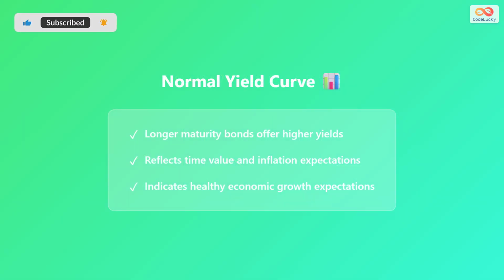The normal or upward-sloping yield curve is the most common pattern in healthy economic conditions. In this scenario, longer maturity bonds offer higher yields compared to shorter-term bonds. This makes intuitive sense because investors demand additional compensation for tying up their money for extended periods. The extra yield reflects both the time value of money and expectations for future inflation. When the yield curve is normal, it typically indicates that markets expect healthy economic growth in the future, with investors confident about the economy's trajectory.